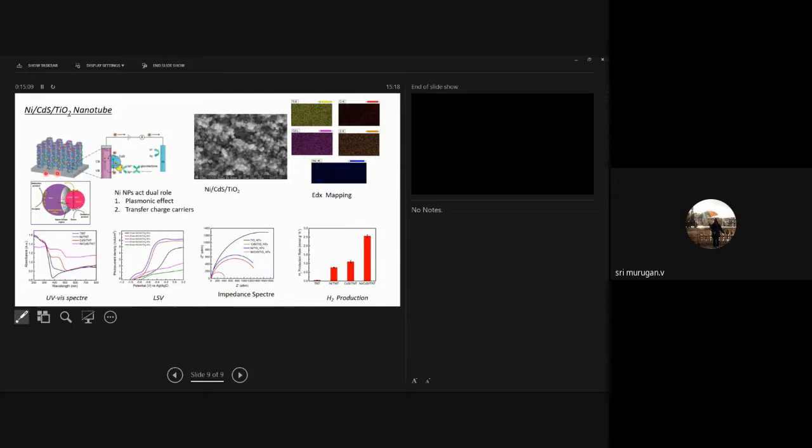So, the third work is the nickel CdS TiO2 photoanode. So this is our TiO2 nanotube. The blue color circle is CdS, you can see it here, and then the yellow color is nickel nanoparticles. So initially, what will happen? This will interact with the light.